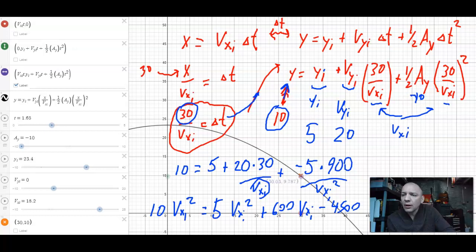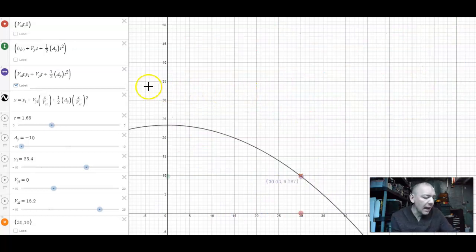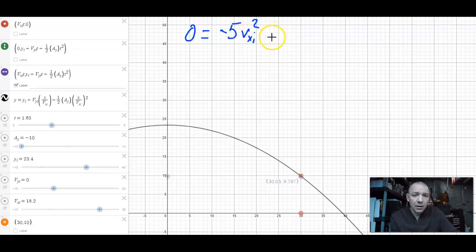I'm going to go on here and give myself some more space. I don't want to erase all of it. Oh, well, okay, I'll erase all of it. Let's see. And we write that down here. We get 0. If we bring that 10 vxi squared over, we get minus 5 vxi squared. Then we get, let's see, was that minus or plus 600 vxi and then minus 4,500.